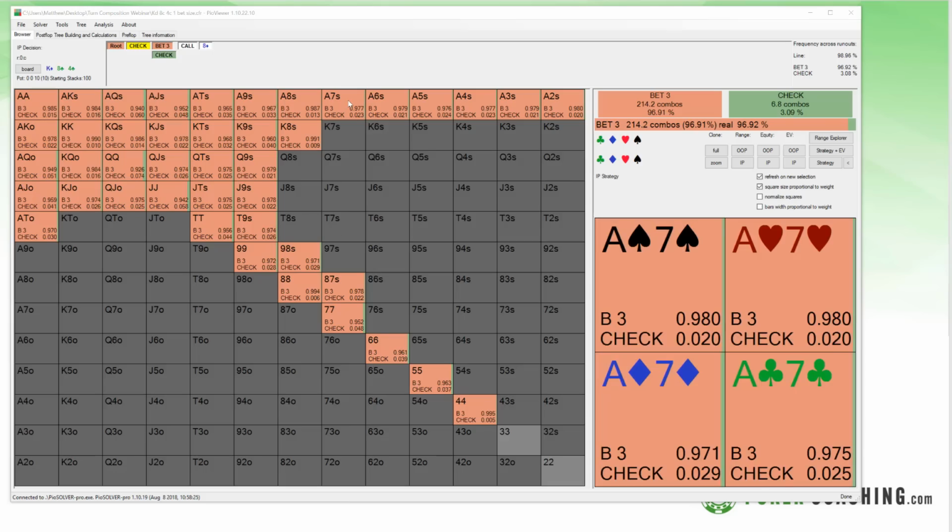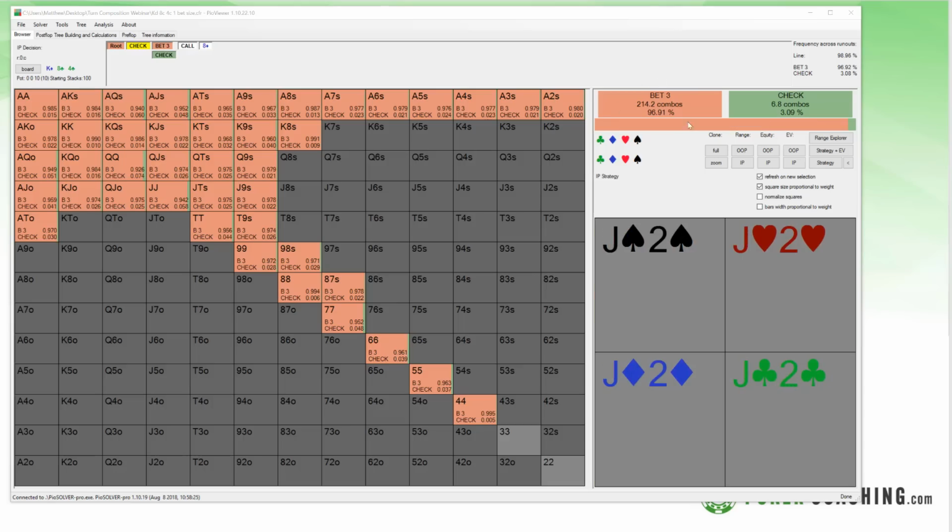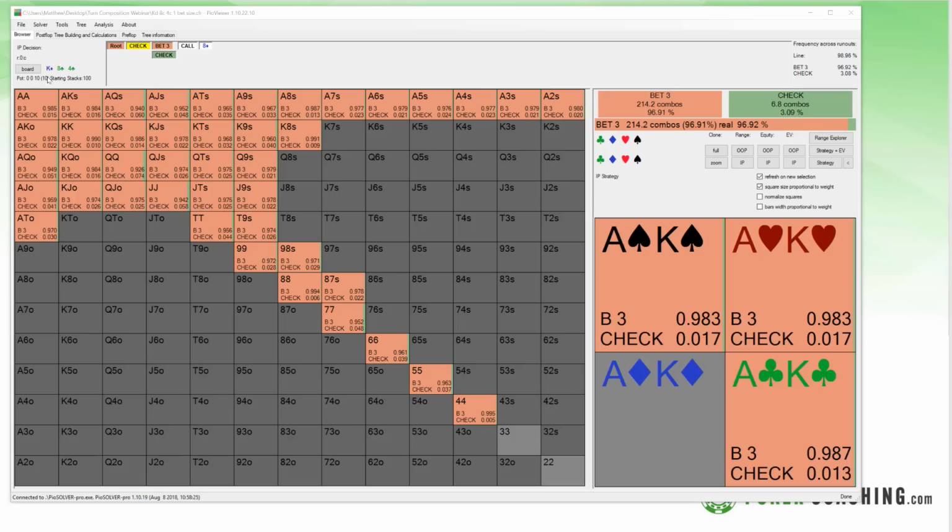So key takeaway one is that the in position player is going to have every single hand here on this grid going into the turn because he's betting 100% of his hands for 3 big blinds. There's 10 big blinds in the pot, so 30% bet. And the reason he's betting small is just because he has a huge range advantage and he wants to bet every single hand in his range.